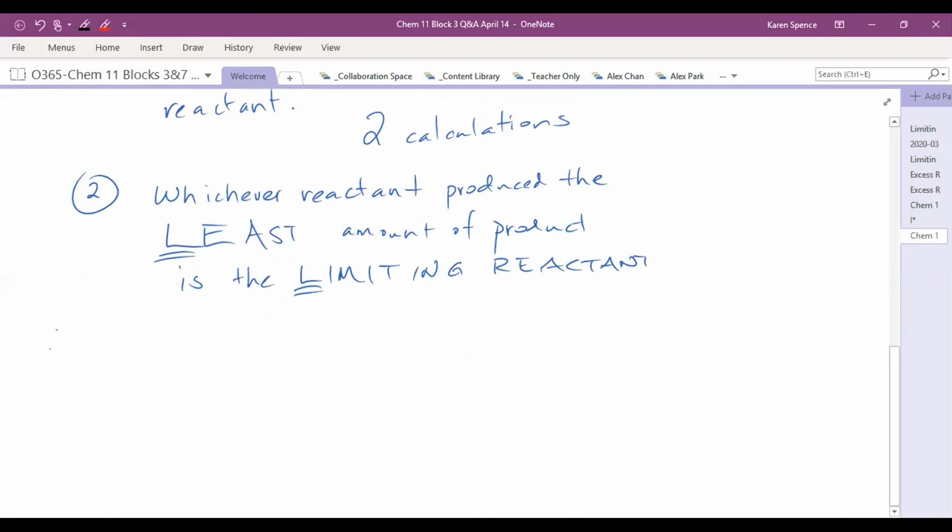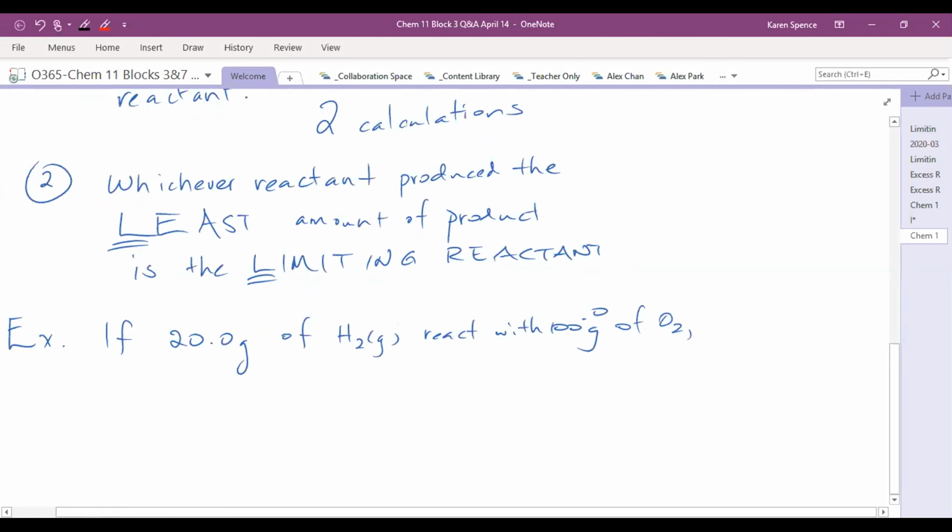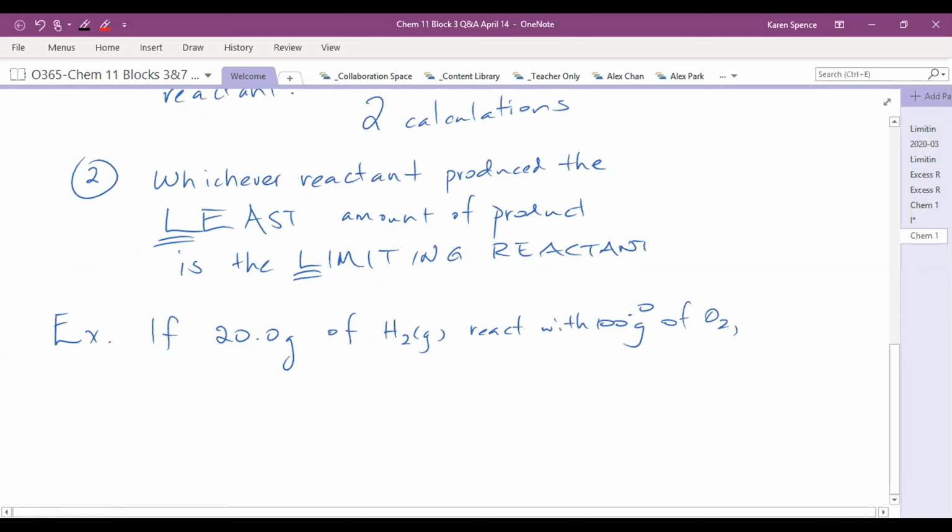For example, if 20 grams of H2 gas reacts with 100.0 grams of O2, which reactant is present in excess and by how many grams?